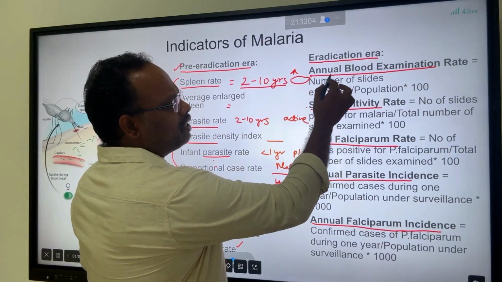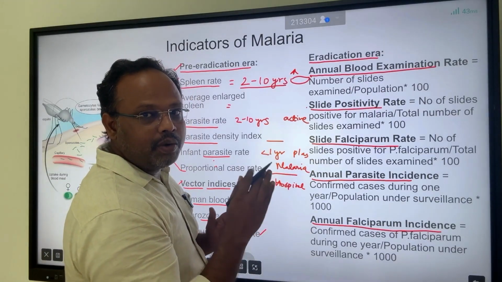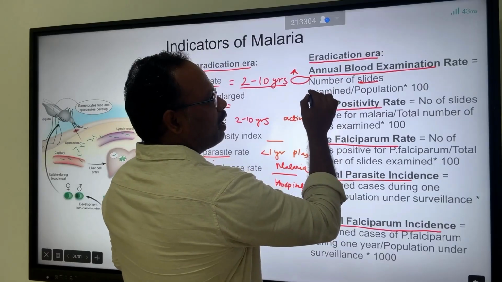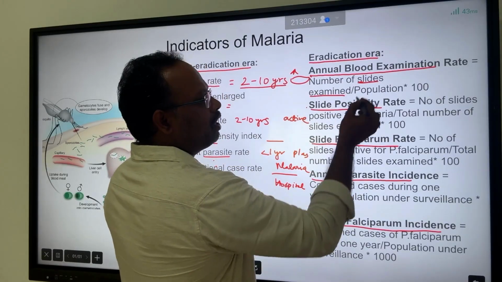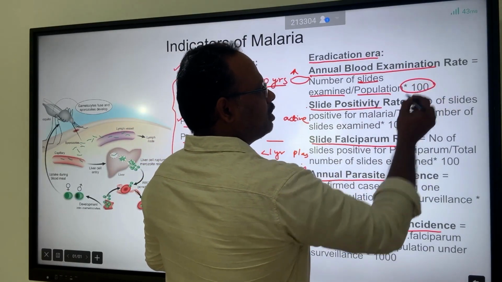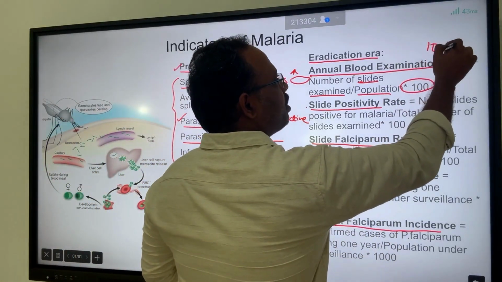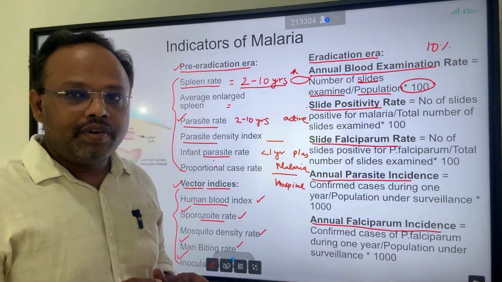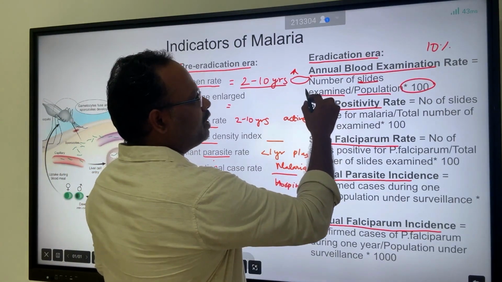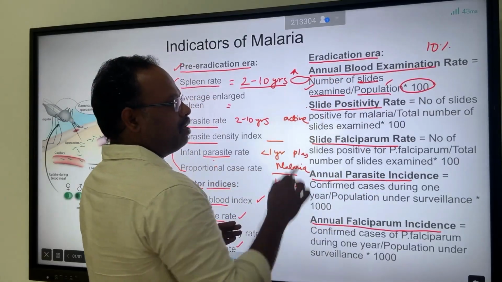The annual blood examination rate, as the name indicates, is an indicator of the blood examined in the year. It contains the number of slides examined in the numerator, out of the total population, expressed as a percentage. Usually they recommend an ABER of 10% for an effective malarial survey. We have the numerator as the number of slides examined divided by the total population for ABER.